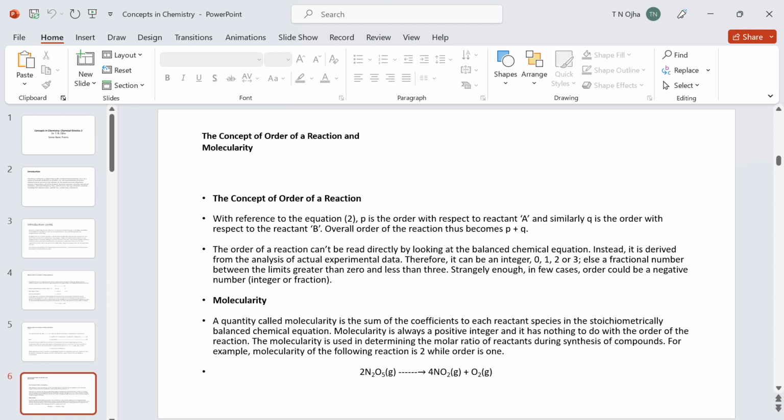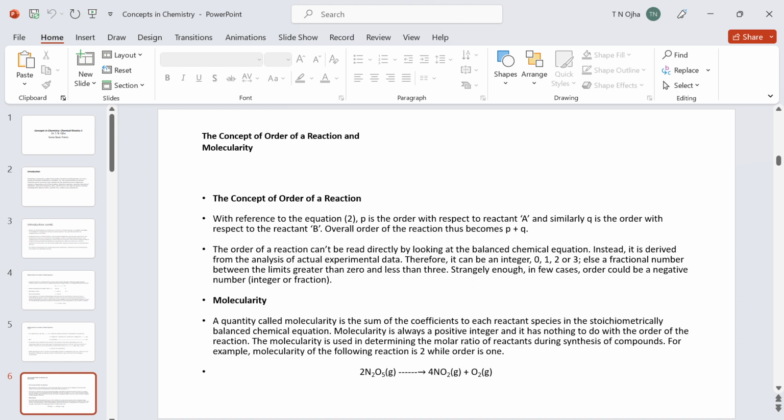The concept of order of a reaction and molecularity. With reference to equation 2 given above, p is the order with respect to reactant A, and similarly, q is the order with respect to reactant B. Overall order of the reaction becomes p plus q, the sum of all orders. The order of a reaction cannot be read directly by looking at the balanced chemical equation. Instead, it is derived from the analysis of actual experimental data.